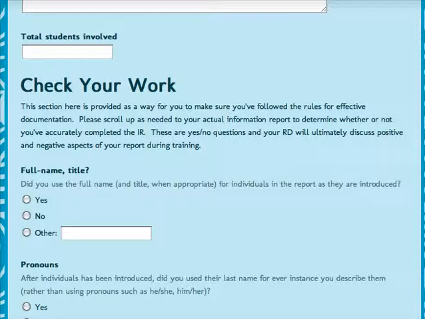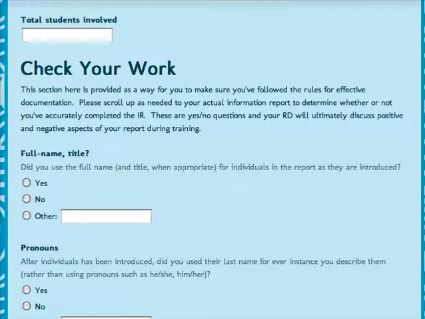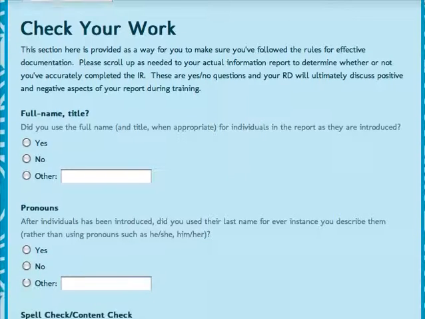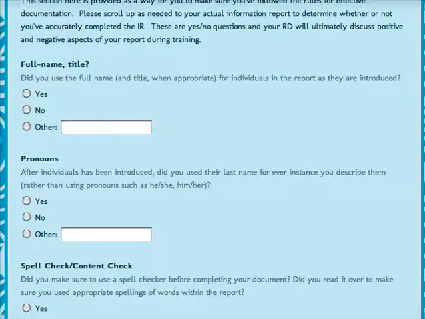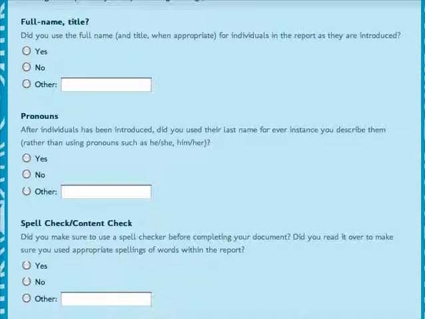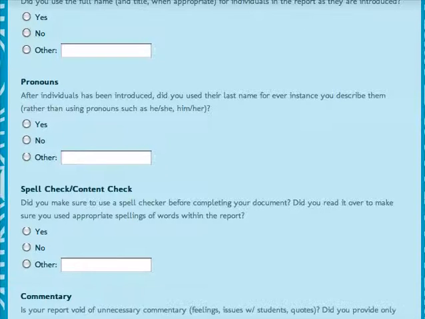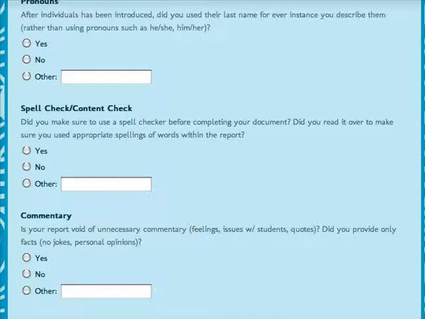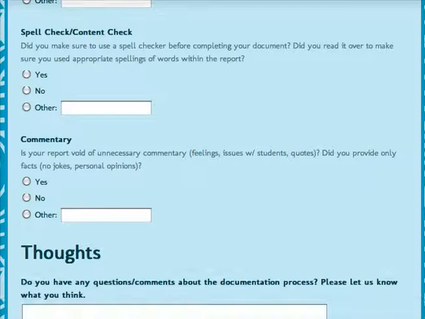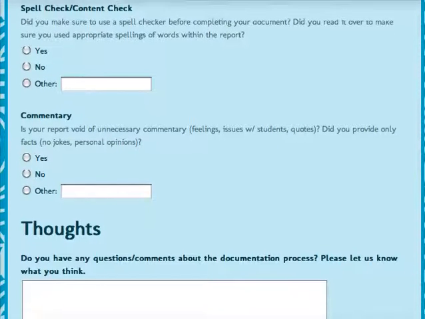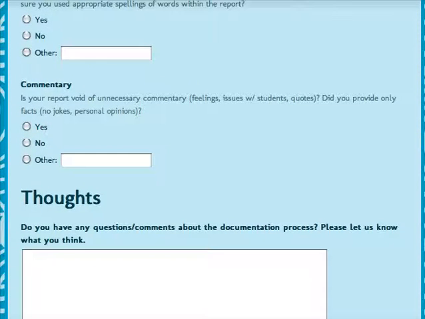So make sure that you did use the full name of every person that you wrote about and titles when it was important or when it was appropriate. That you were not using pronouns, you only used last names to talk about people, you checked your spelling and content, and you checked for unnecessary commentary.